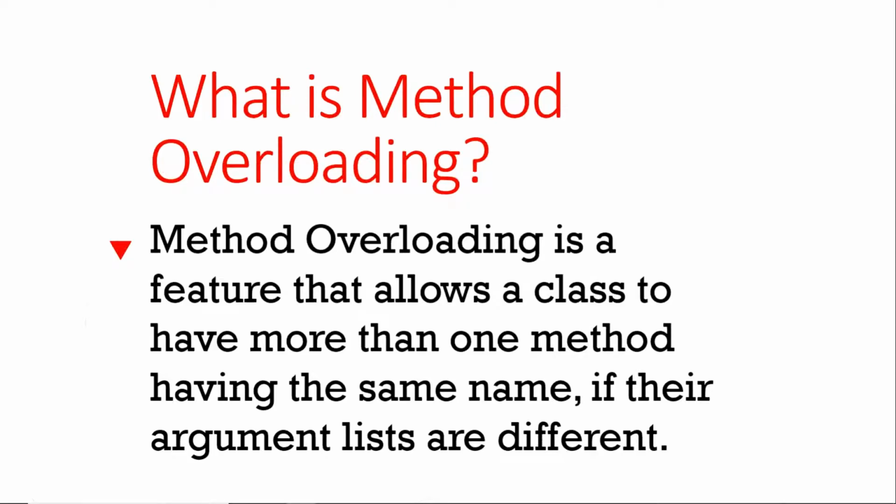Let's first understand what method overloading is. Method overloading is a feature that allows the class to have more than one method having the same name. What does that mean? Till now, we've created methods and given different names for different methods. But in method overloading, we give the same name to all the methods, but there will be a change in parameters.